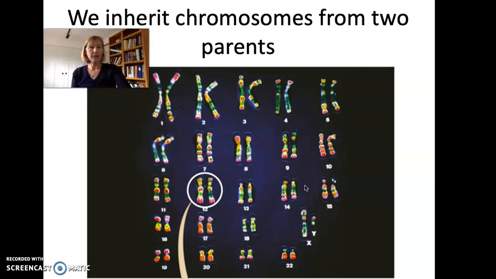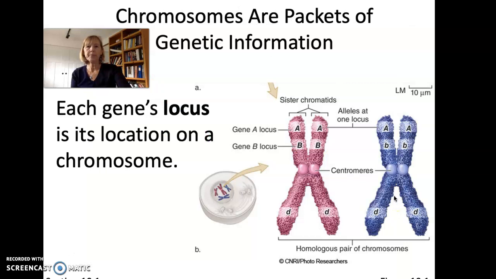This is a karyotype. So this would be all of your chromosomes, and you're inheriting. These are not duplicated. Notice how there's only one strand. And you'd get one from your mom, one from dad, one from mom, one from dad, and so forth for all of your chromosomes, all of your DNA.